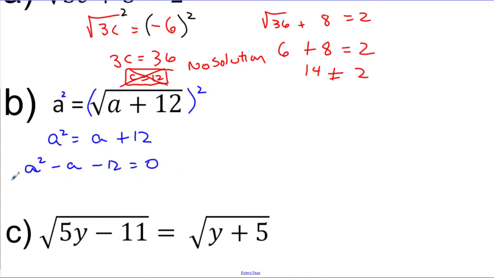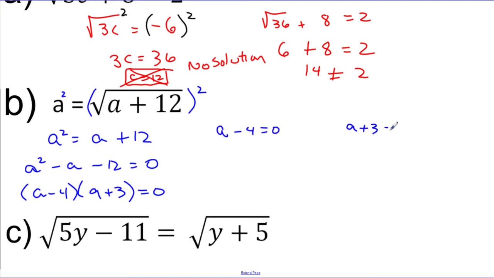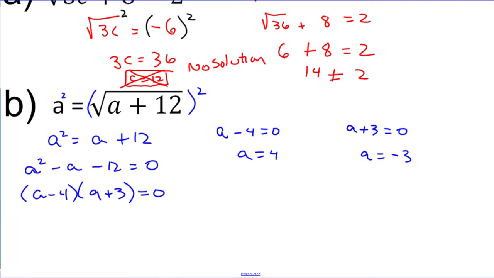This is a nice factorable expression. It factors into a minus 4 and a plus 3 equals 0. I can set each of those factors equal to 0. Okay? And I get my two solutions, 4 and negative 3. Okay, so let's check each of these. I'm actually going to get rid of this last problem because we are not going to do it, but I'm going to save myself the space.